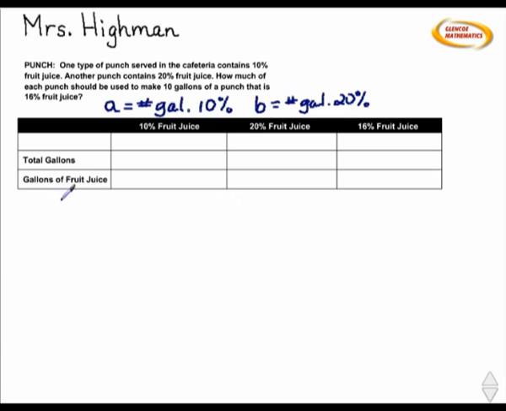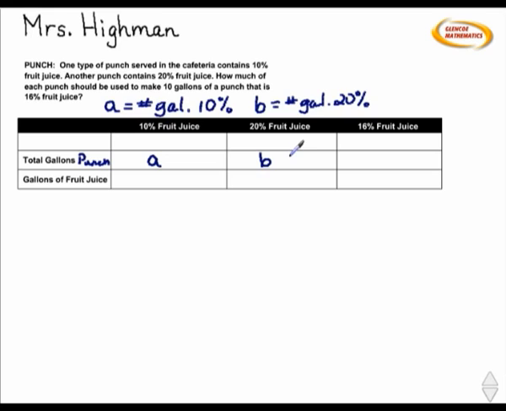And we're going to use a table to help us organize all the information that we have, because we have two different juices we're mixing. We have a third juice that we're producing from our mixture. Okay, so let's take a look in our table. We're going to have one row represent the total number of gallons of punch. So the total number that we use of each type. Well, we said that we're going to use A to represent the number of gallons of the 10% fruit juice punch. And we're going to use B to represent the number of gallons of the 20% fruit juice punch.